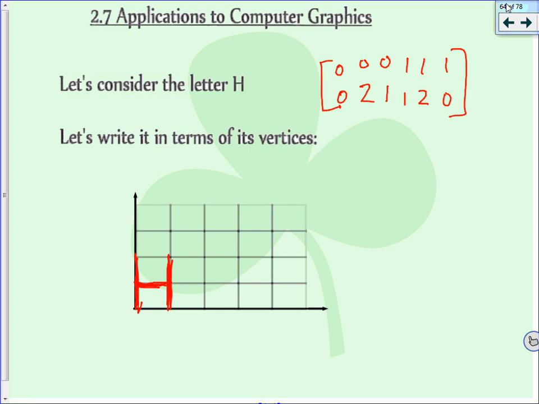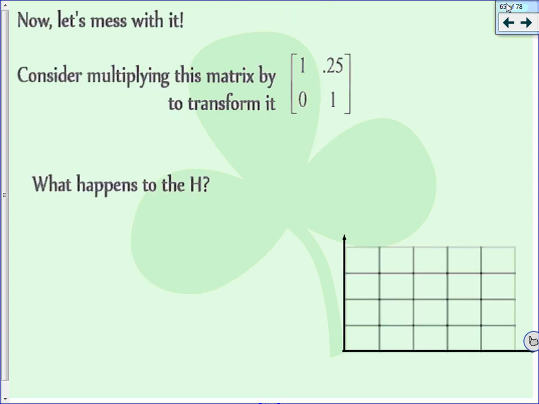So there's my H. Any questions on that? We could call the matrix H too. What's that? Okay. So if we take the matrix and multiply it by that matrix, what happens to the H? Any predictions?